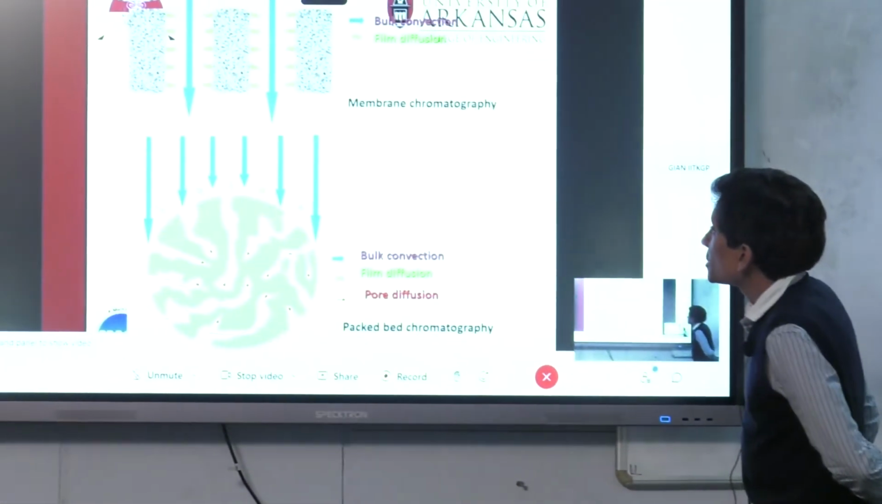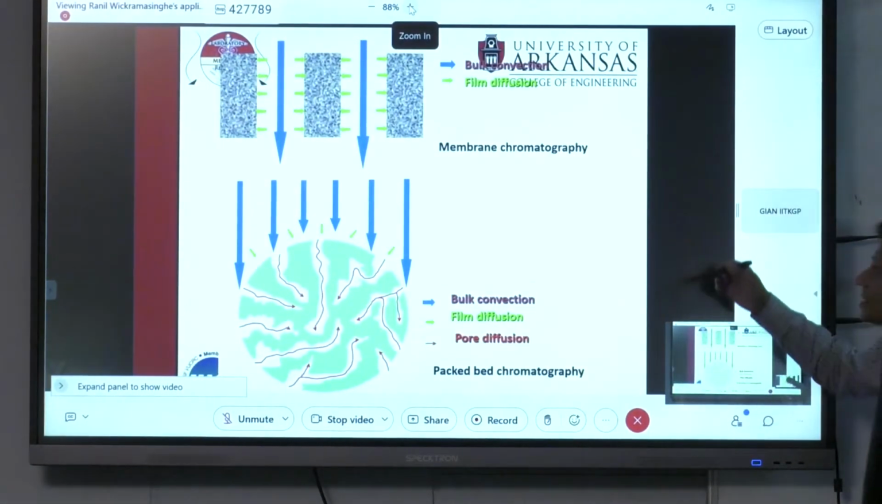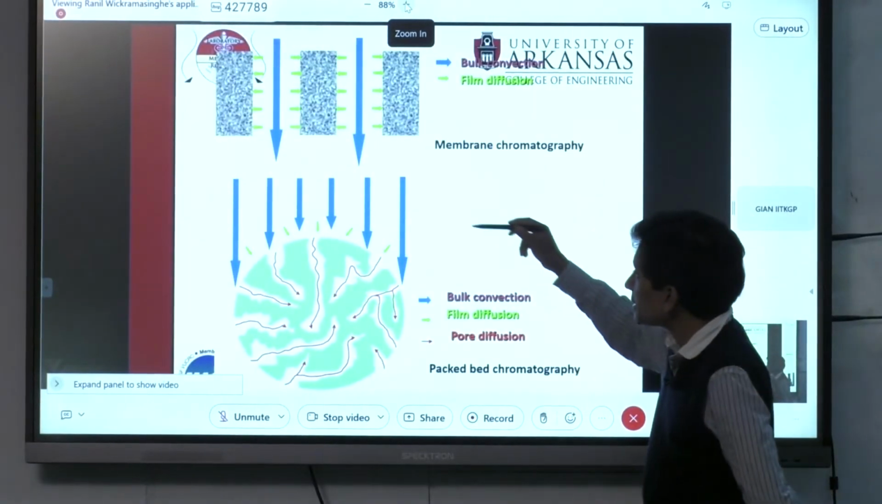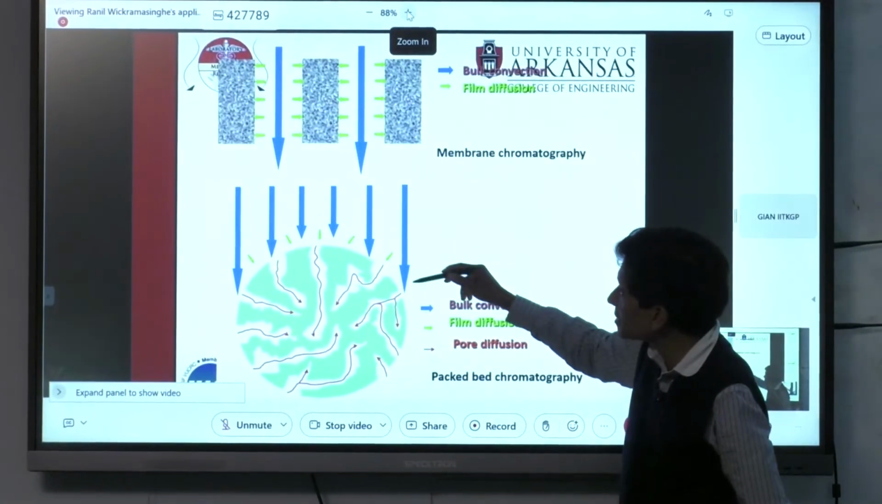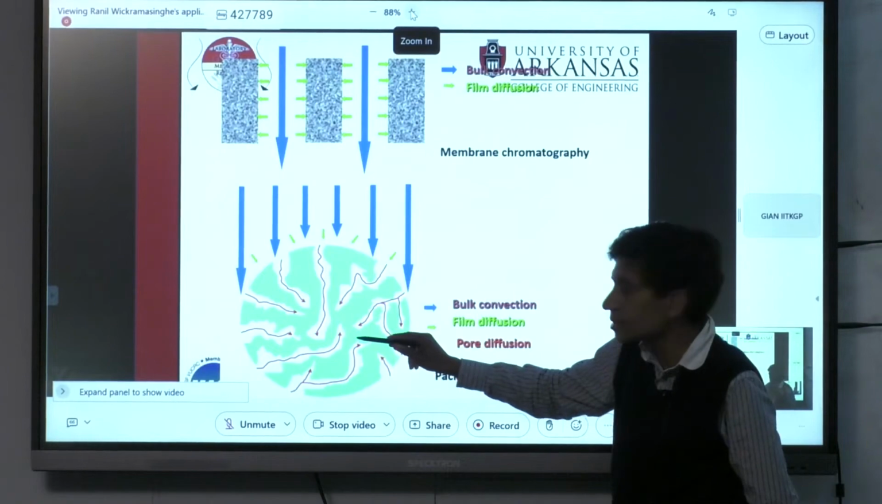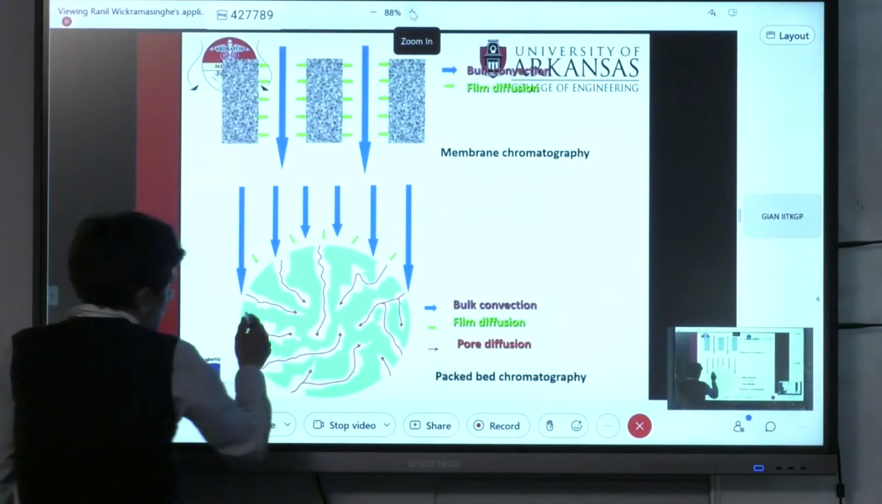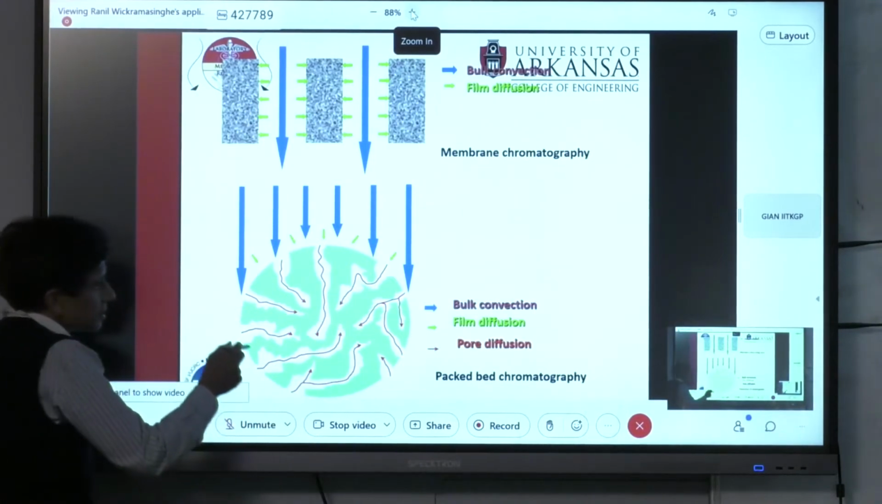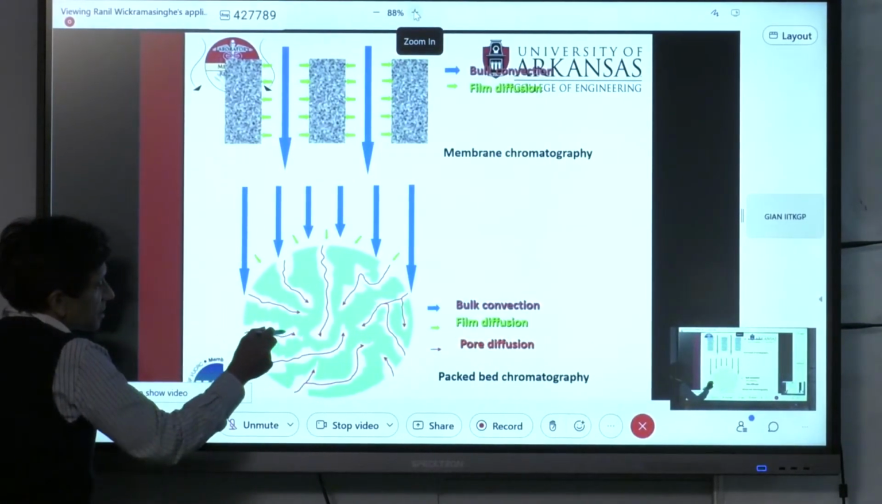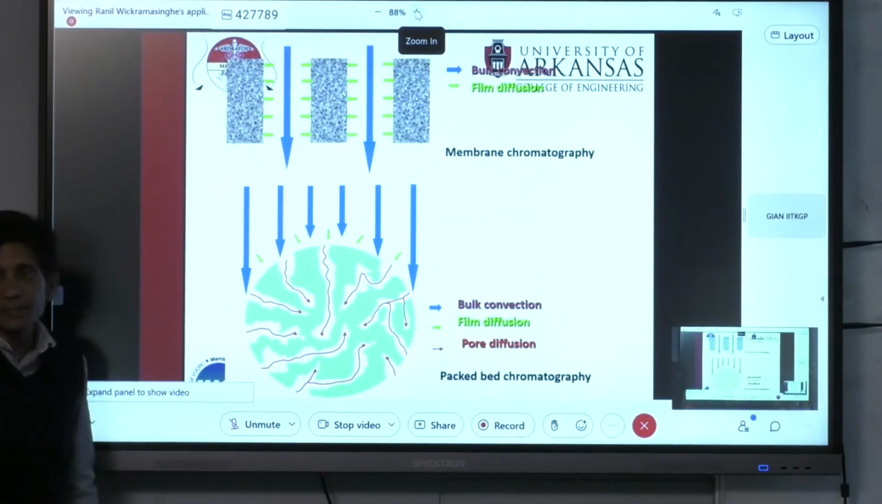Okay, so to summarize in a pictorial way what I was telling you. Here is a resin particle, right? And you have flow outside the resin particle. You have convective flow outside. Here are the internal pores. You're going to have a bulk convection. You have this film resistance outside the particle, and you have a pore diffusional resistance because your protein has to diffuse into the pores and bind.